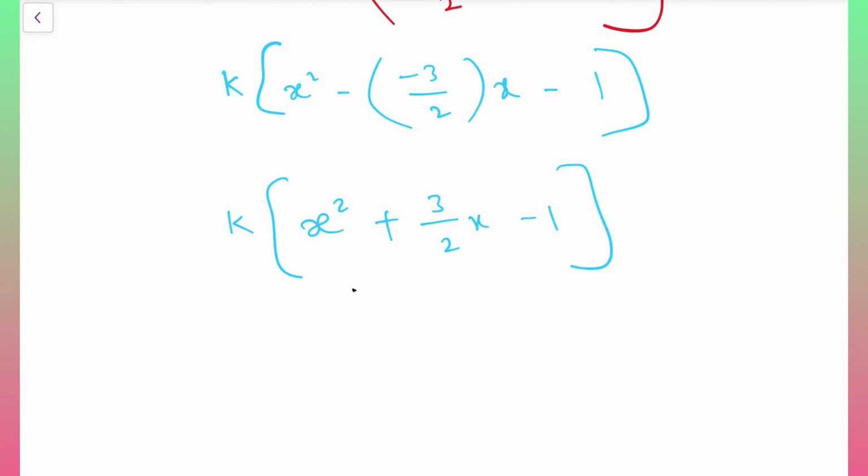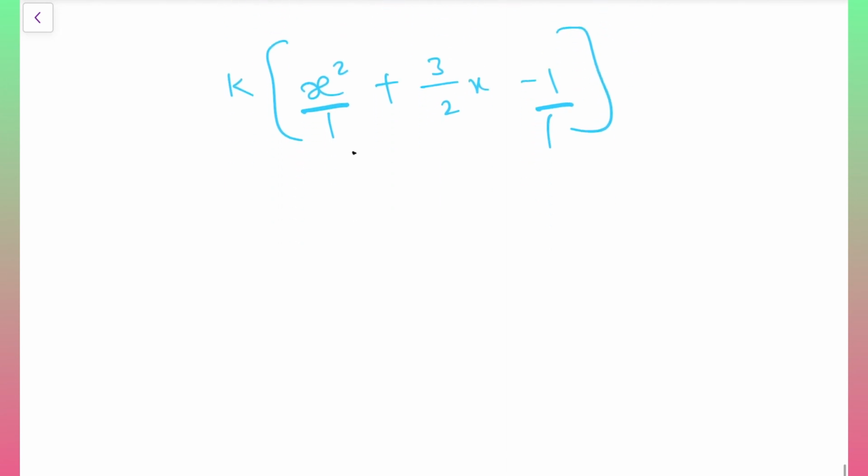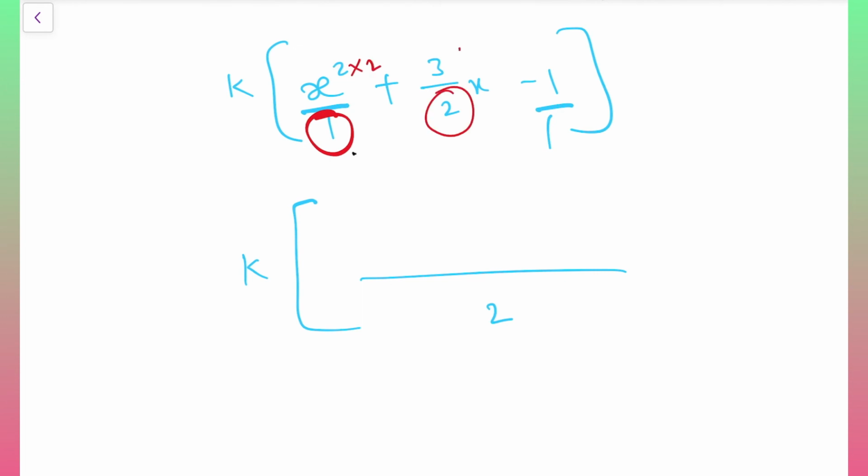Here all the denominators are different, right? So x square I am writing as x square by 1 and 1 I am writing as 1 by 1. So all the denominators are different, so we will go with the LCM. LCM of 1, 2, 1 is 2. In the 1 table, 2 ones are 2, so multiply with 2. In the 2 table, 2 ones are 2, so multiply with 1. Again multiply with 2. X square into 2 is 2x square, plus 3 ones are 3, x as it is, minus 1 twos are 2.